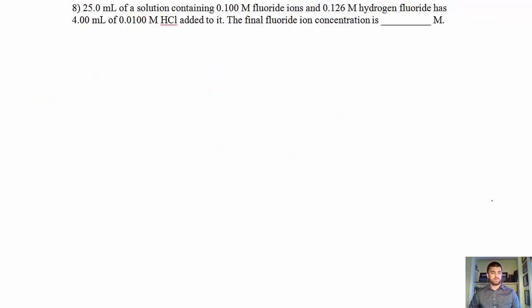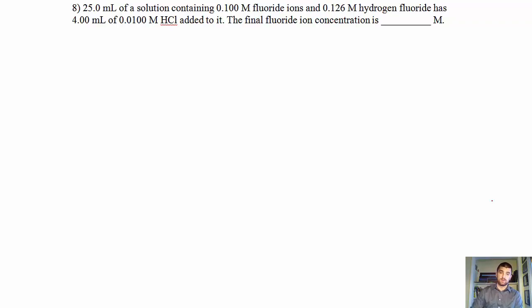Actually, is it one more? Oh, 2 more. Number 8. 25 milliliters of a solution containing 0.1 molar fluoride ions and 0.126 molar hydrogen fluoride has 4 milliliters of 0.01 molar hydrochloric acid added to it. Final fluoride concentration is blank.